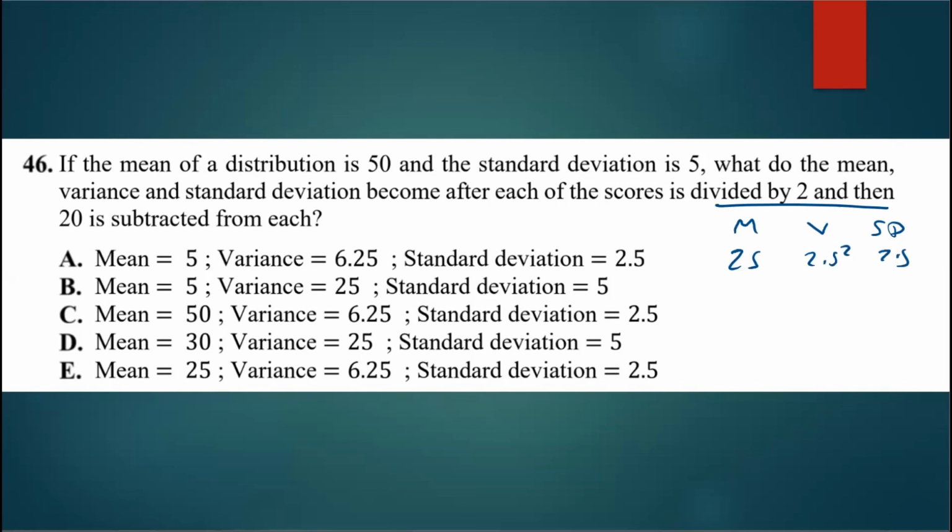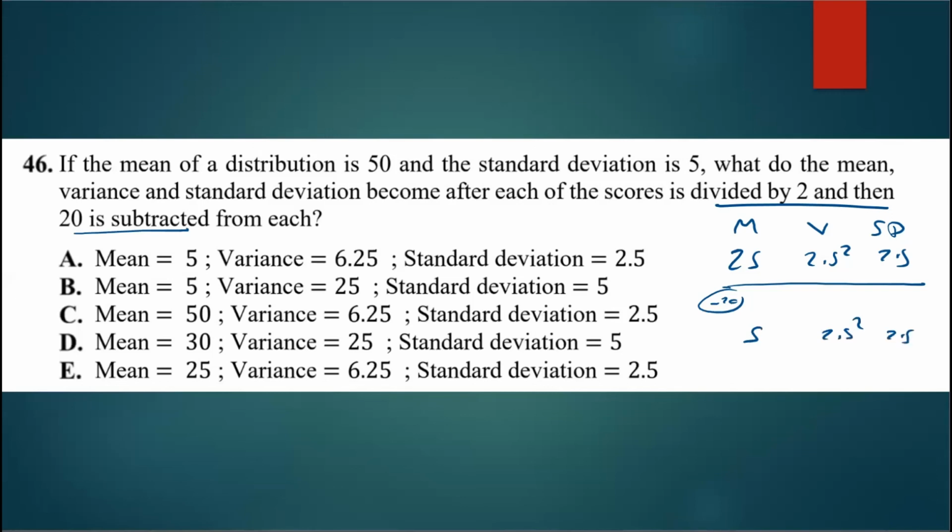This is not the only operation, because he then subtracts 20. When you subtract 20, you only subtract 20 from the mean. Variance and standard deviation are not affected by adding or subtracting, because the differences between the data will stay the same if you add 20 or subtract 20 from all the data. So this will be 5, and this will stay the same.